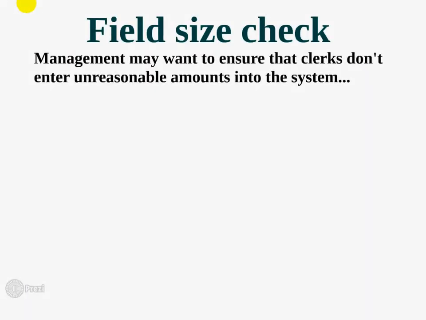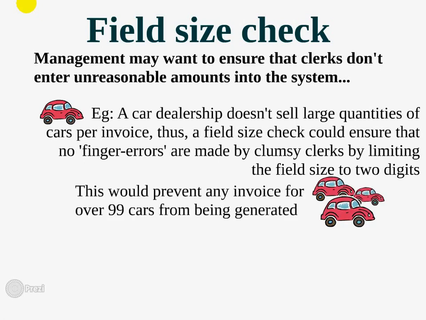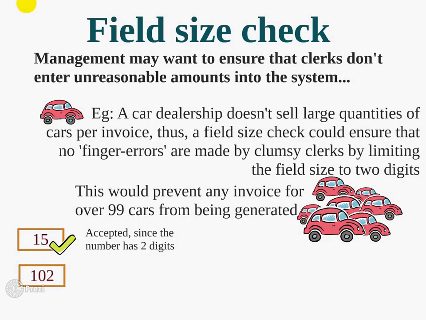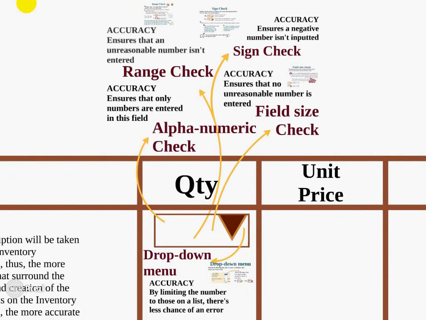Your field size check, again, may want to ensure that the clerks don't enter unreasonable amounts into the system. Car dealership doesn't sell large quantities of cars per invoice. Thus, a field size check could ensure that no finger errors are made by clumsy clerks by limiting the field size to 2 digits. This would prevent any invoice, for example, for over 99 cars from being generated. So 15 cars would be accepted since the number has 2 digits, but 102 won't be accepted because the number has 3 digits. So a field size check could be used in the quantity column as well, or these fields as well.